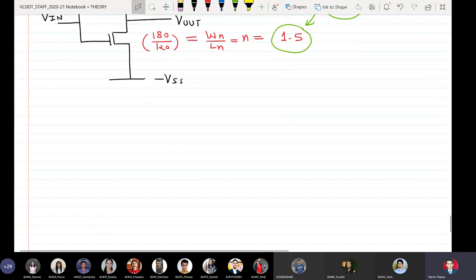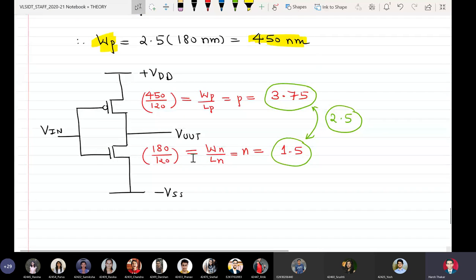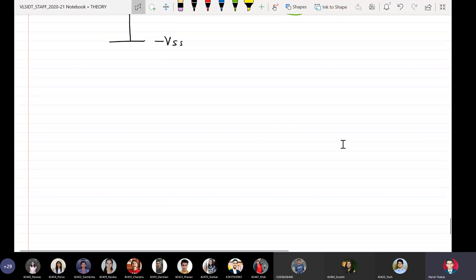So the size of PMOS is 3.75, the size of NMOS is 1.5, and the relative size is 2.5. In Viva, almost every student gets confused when I ask a student, so what is the size of PMOS? He says size of PMOS is 3.75, I don't know. That is why when I ask a question to the student, what is the significance of the number 2.5 in having equal rise and fall time, student gets confused. That is why I will write it here.